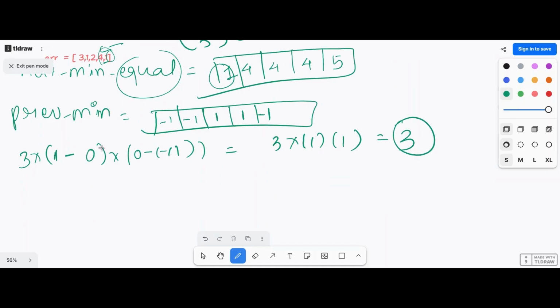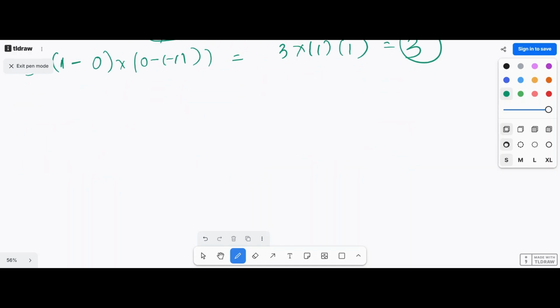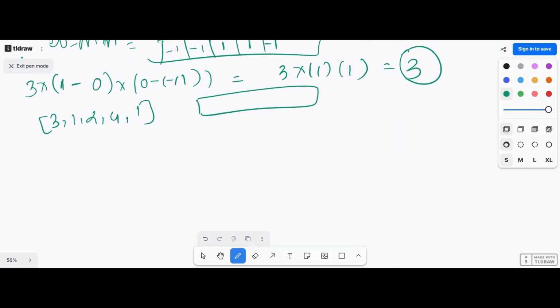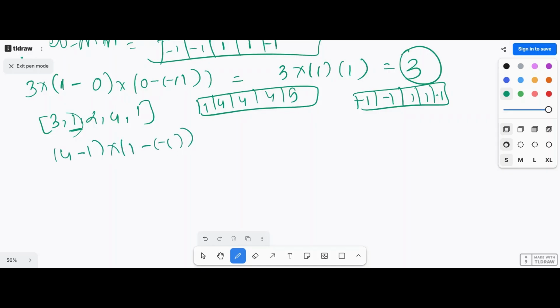Okay, now that comes for 1. Let me write the array again over here. I would write this also over here. 1 4 4 4 5, and minus 1 minus 1 1 1 minus 1. Okay, now that comes for 1. So how many times will this one be minimum? So 4 minus 1 into 1 minus minus 1 times 1, which is 4 minus 1, 3, into 2, which is 6 times.